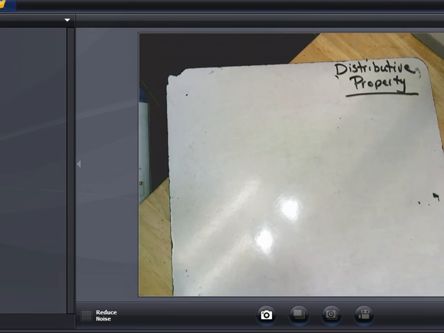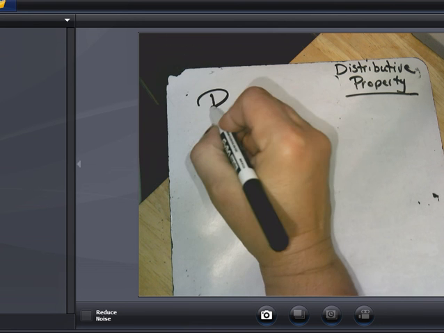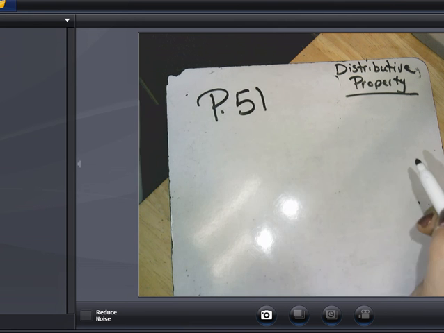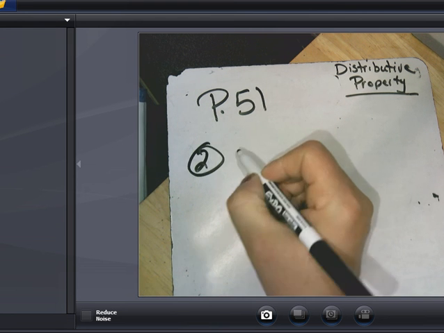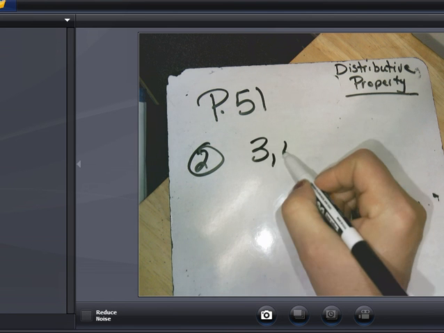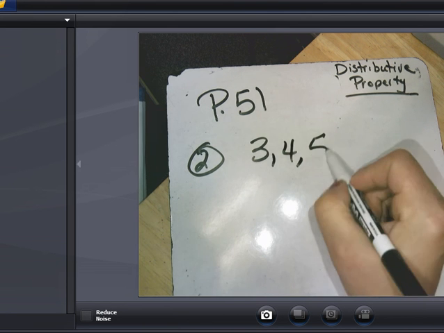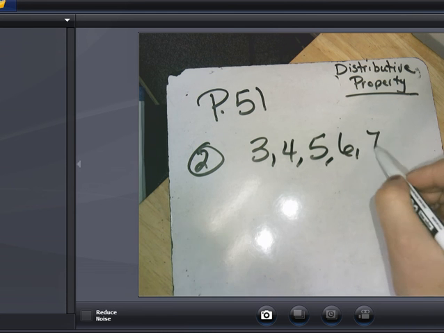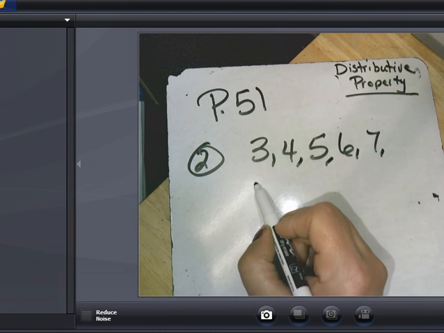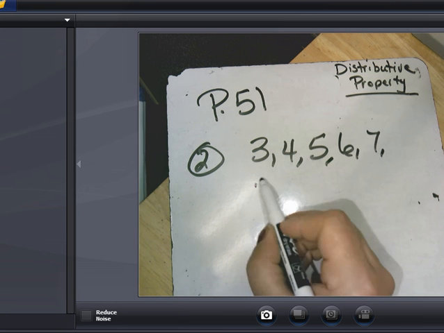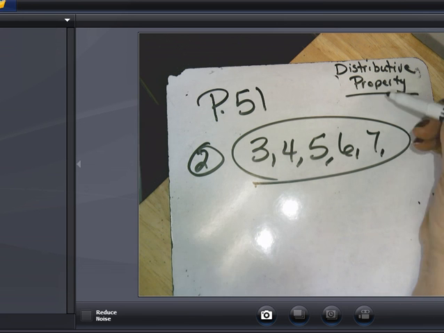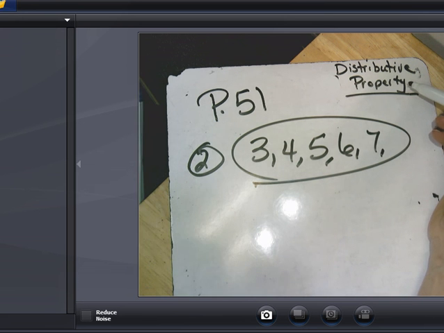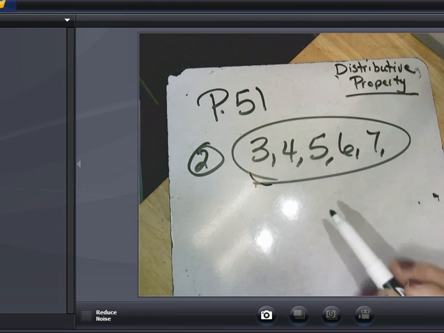All right, what I would like you to do now with your partner is go to page 51 and work the problems. We just did number 2. Do 3, 4, 5, 6, and 7 together on your whiteboards, please. If you are having trouble working the distributive property, please call me over and I will help you work it through.